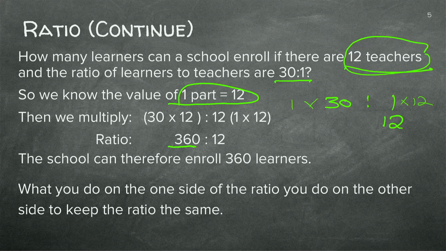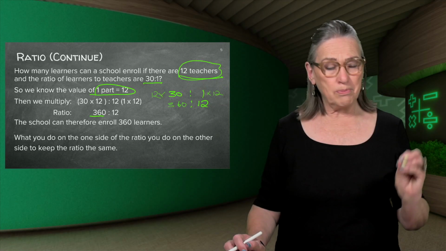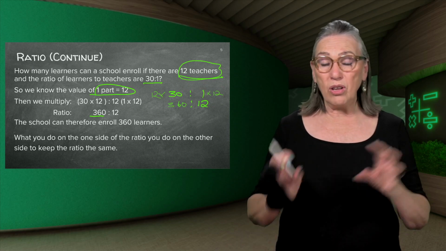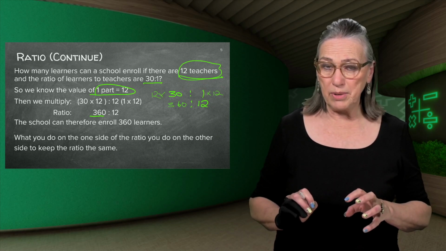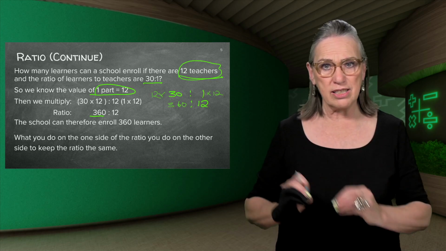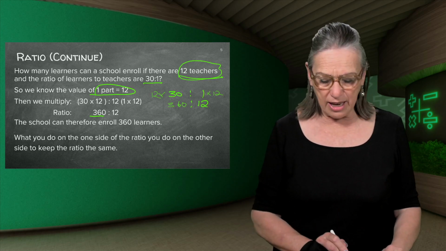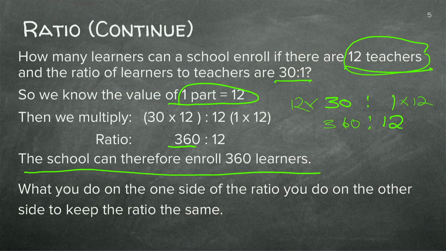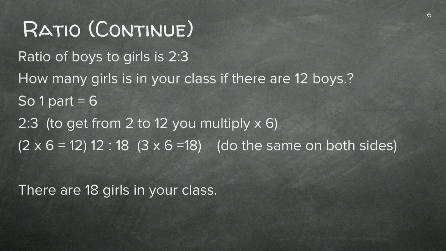So we must multiply this side by 12. What we do on the one, we do on the other. And that will give us 360. And that is our answer. But this is important. In all these types of word problems, you have to write the answer like this. You have to write, the school can therefore enroll 360 learners. Cool. Let's do another example.